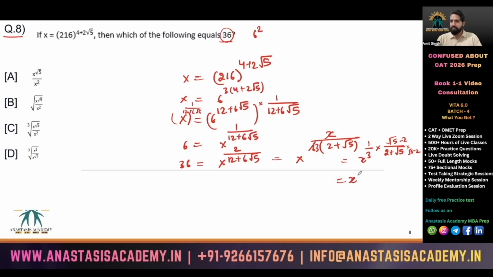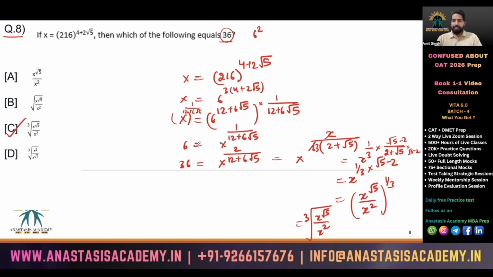So I'm finally left with x raised to the power 1 by 3 into root 5 minus 2 upon 1, right? So this 1 by 3 would be the cube root. And if I say this is root 5 minus 2, I can write it as x raised to root 5 minus 2, and there is a whole power of 1 by 3. So I'm left with the cube root of x raised to the power root 5 upon x raised to the power 2. And that is option C.